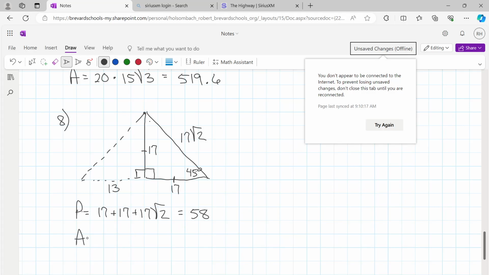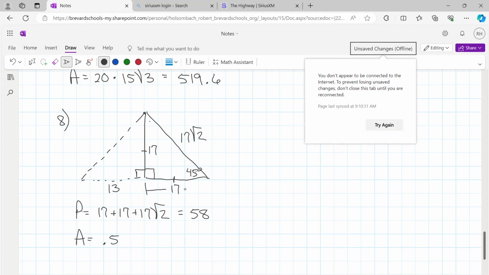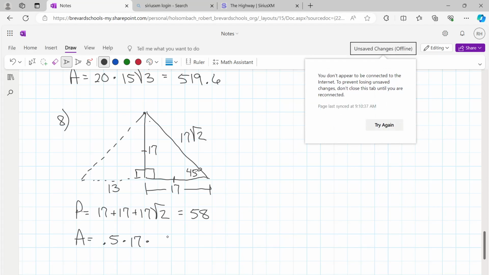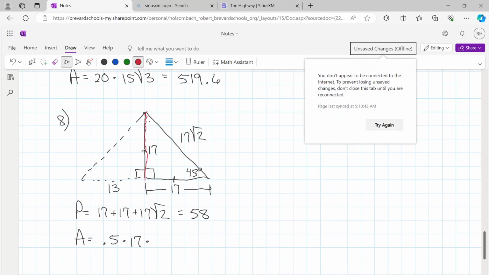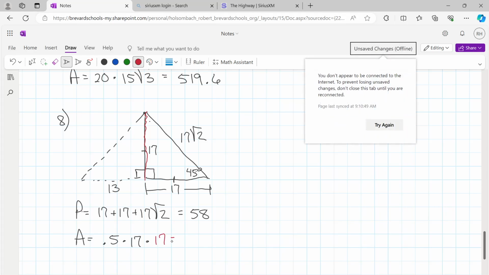And our area is equal to 0.5 times the base of the triangle that we're working with, which is right here. Here's our base. 17 times the height of the triangle. And the height of the triangle is this 17 piece right here. Okay? The two legs of this right triangle are the base and the height. So 17. 144.5.